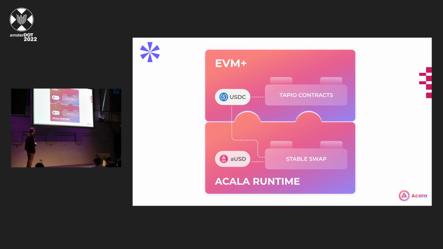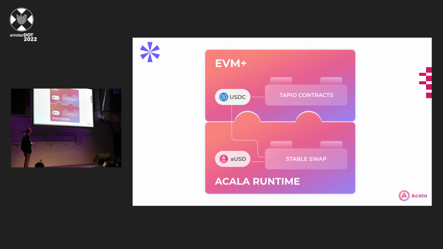And then the EVM side is able to access this pallet through some special precompiles. So the contracts can call into the pallets directly, and the pallets can also call into the contracts directly through some APIs. In the workshop I'm going to give on Saturday, I'm going to explain that. And then the pallet is able to access the native assets, aUSD for example, as well as the EVM ERC20 assets. That will be, say, USDC bridged to Acala through Wormhole bridge. There will be wrapped ERC20 tokens.